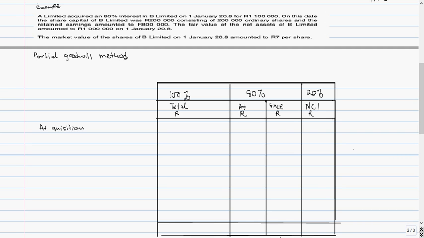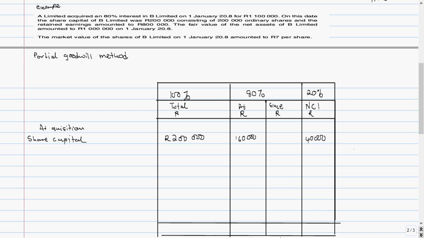So we have share capital valued at 200,000, and then we will have to share this between the non-controlling interest and the controlling. So if we say 80% of 200,000, we'll get 160,000, and 20% of 200,000 gives us 40,000.